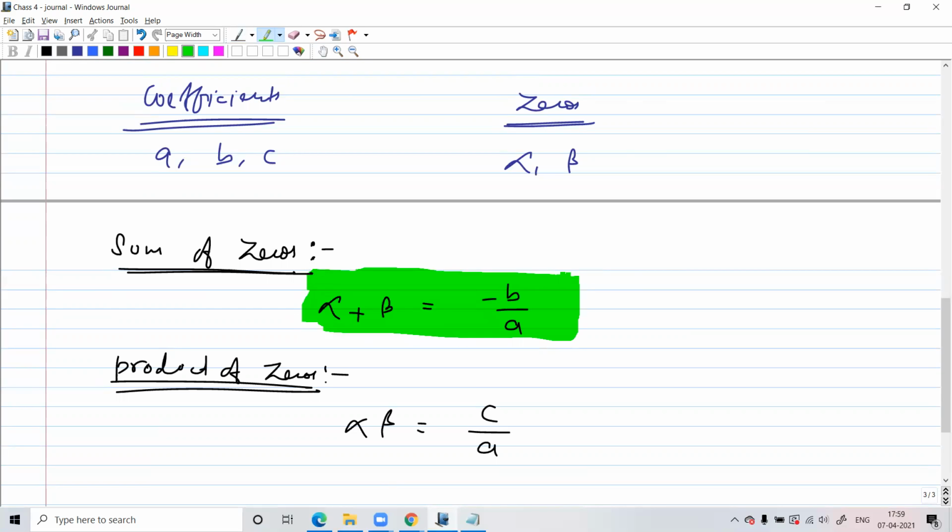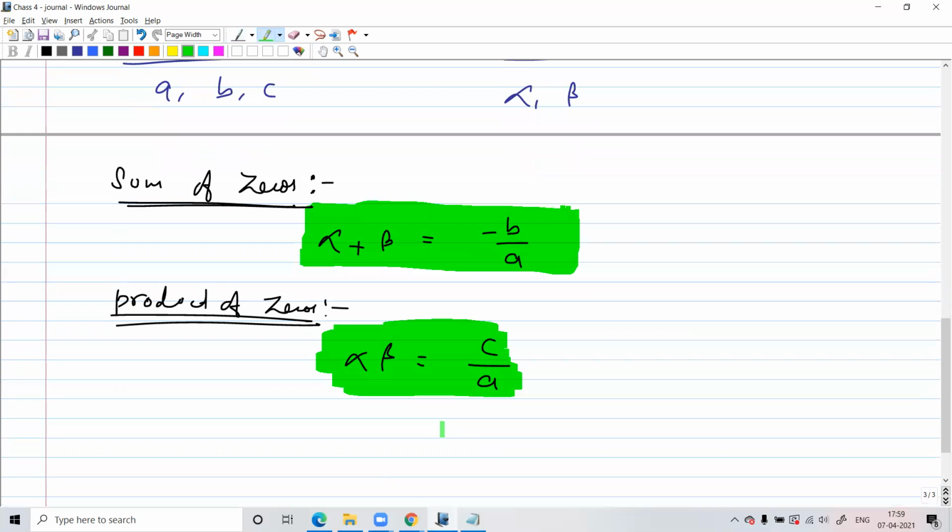Okay, that went too bad. Don't vomit. Just tell me the formula. Okay, will you be able to remember this, all of you? Very easy, right? Minus b by a and c by a. Yes, sir.